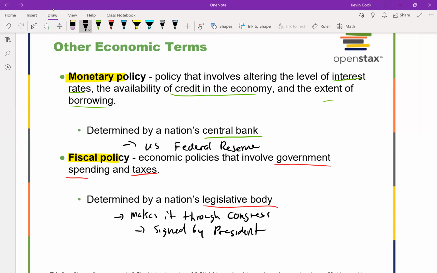So Bitcoin itself is not controlled by any government. It is a decentralized currency. There is no one person that controls it. There's no single entity that controls Bitcoin. That's part of the beauty of it.